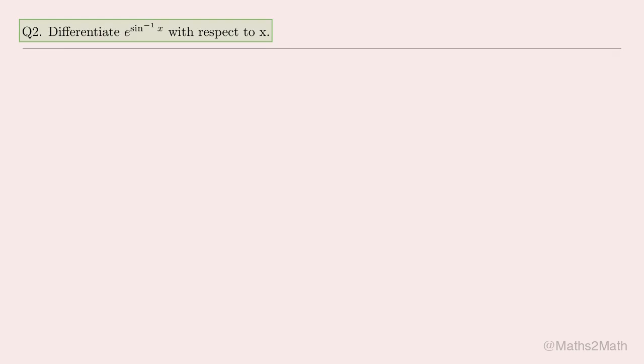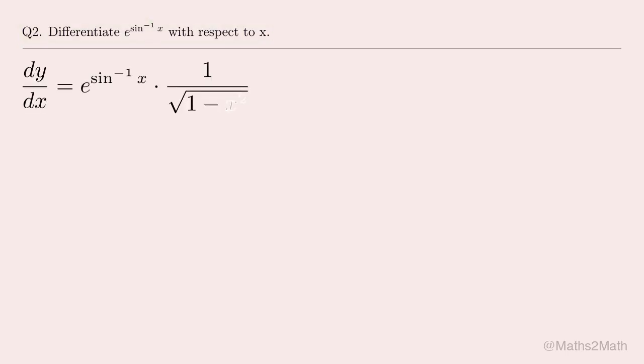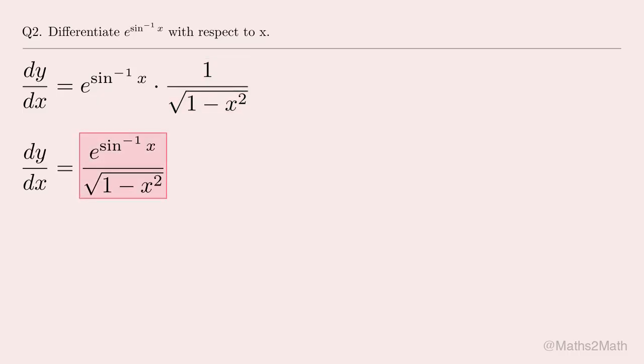Question 2. E raised to the inverse sine of x, exponential outside, inverse trig inside. The chain rule multiplies by the derivative of inverse sine. The exponential reproduces itself, times the derivative of inverse sine, 1 over root 1 minus x squared, as a single fraction.